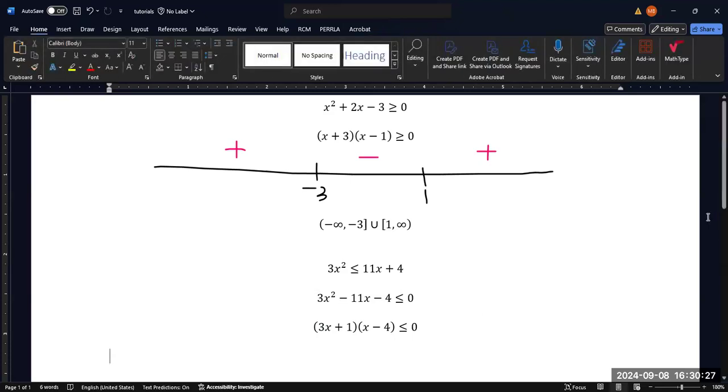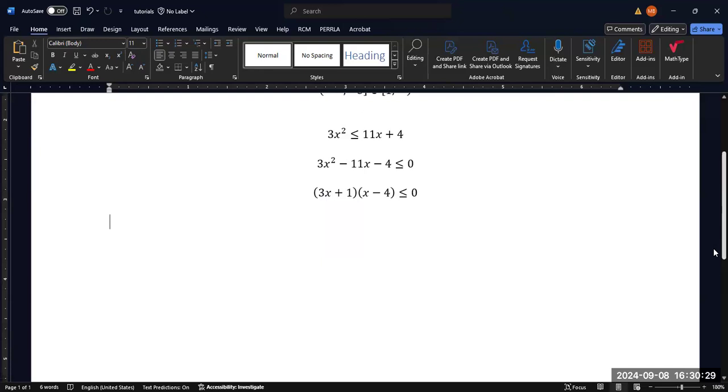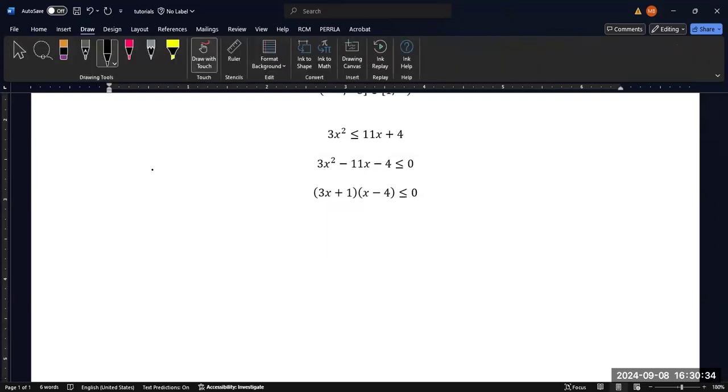And so now I can, again, draw my number line. Be straighter. There we go. The value that I get for my first factor is going to be negative 1/3. And the value I get for my second factor is going to be 4.